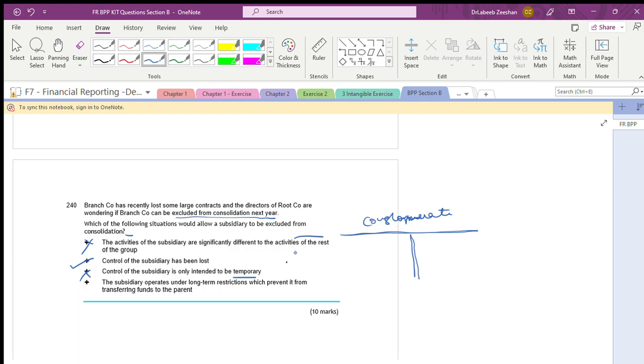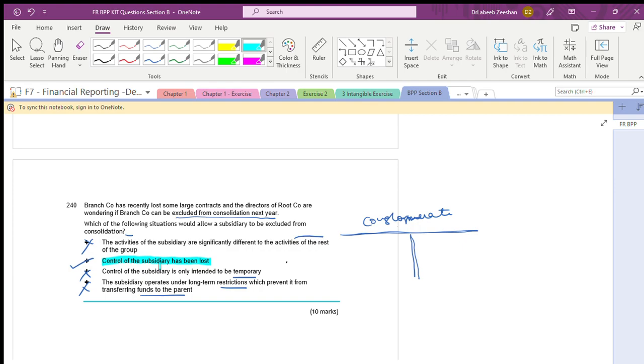The subsidiary operates under long-term restrictions, which prevent it from transferring funds to the parent. No, there is nothing like long-term or short-term restrictions. Any restrictions will be there. The answer is: control of the subsidiary has been lost. Control of the subsidiary has been lost. This is the way we have to take into consideration. Are you clear about this?